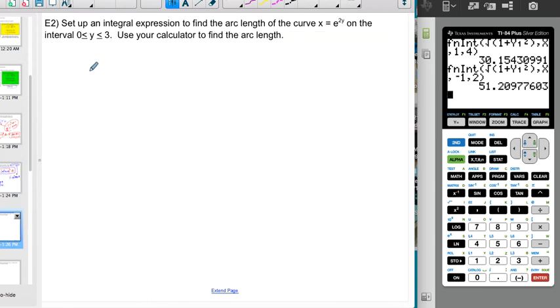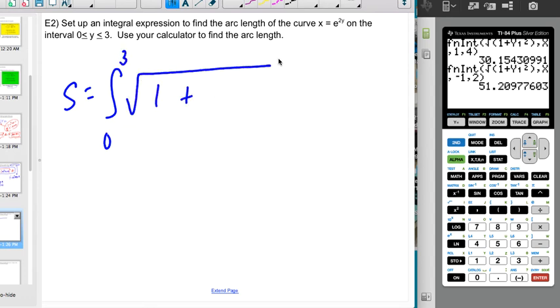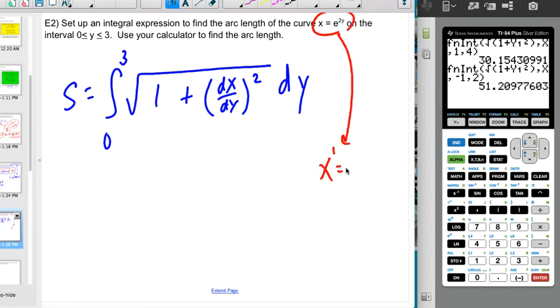All right. So E2, same concept, except this time it's in terms of y. It doesn't matter that it's in terms of y. We're going to behave exactly the same way. So my arc length should be the integral from 0 to 3, these are y values, of the square root of 1 plus, and then I need to write the derivative of this thing, right? So I need to write whatever derivative of x with respect to y is squared with respect to y. So I need to find the derivative of this guy. So x prime, which is the same as dx/dy, because I'm deriving with respect to y, is going to be 2e to the 2y, right? Because the derivative of e to the stuff is e to the stuff, and then I times by the 2.